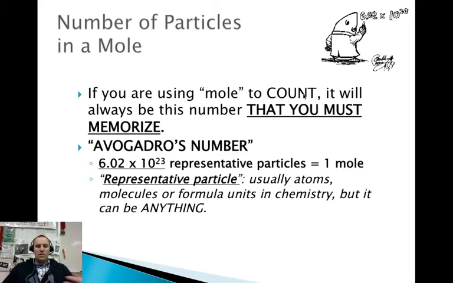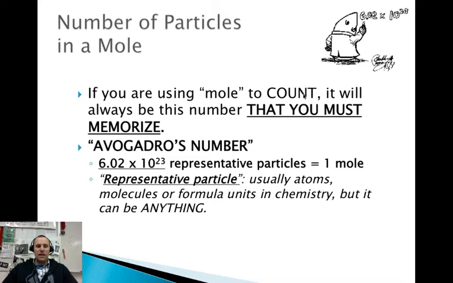Okay, so a representative particle for water is a molecule, okay, because water is a molecular compound. A representative particle for iron is an atom, okay, it's an element. So elements are atoms, molecular compounds are molecules, and ionic compounds are called formula units. It could be anything, but those are the 3 main ones. And you can see in the first part of your mole help sheet that the representative particles are atoms, molecules, or formula units. So you have to match it up with the name.